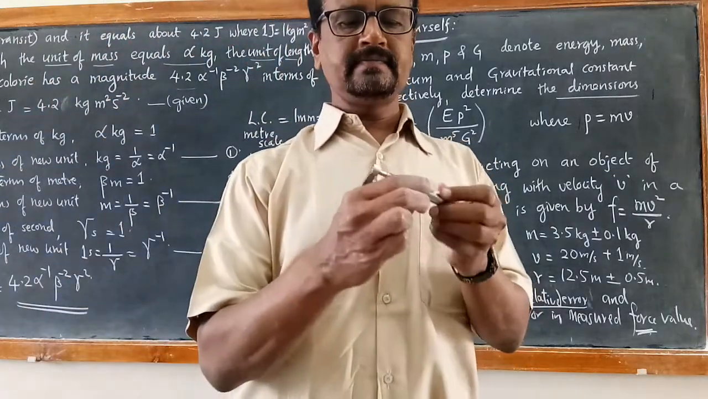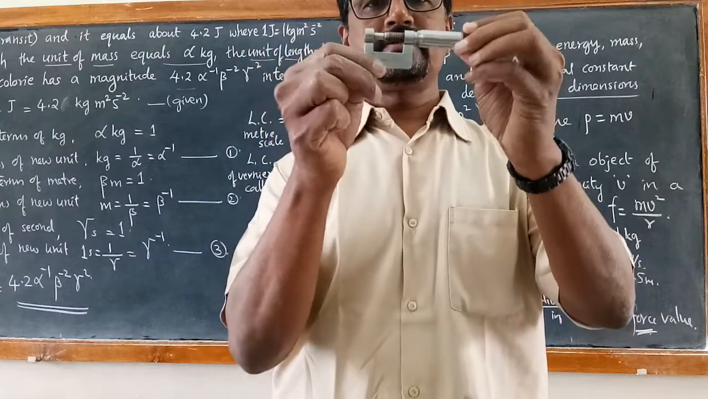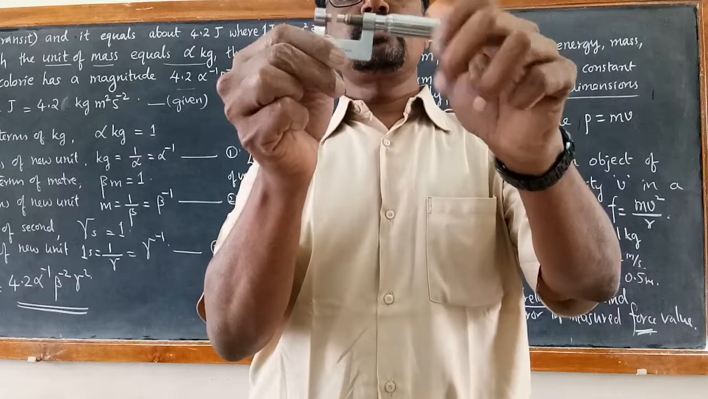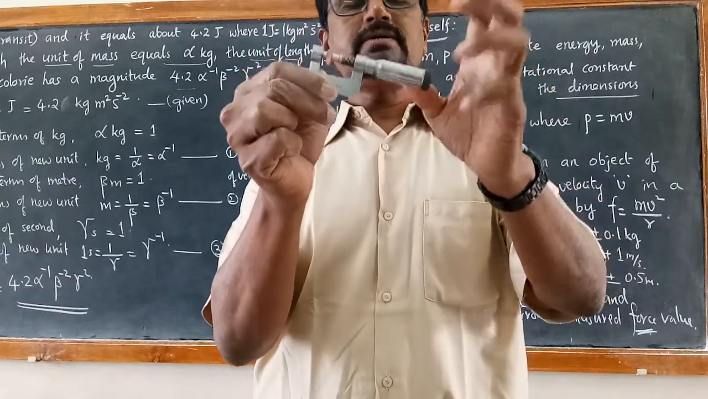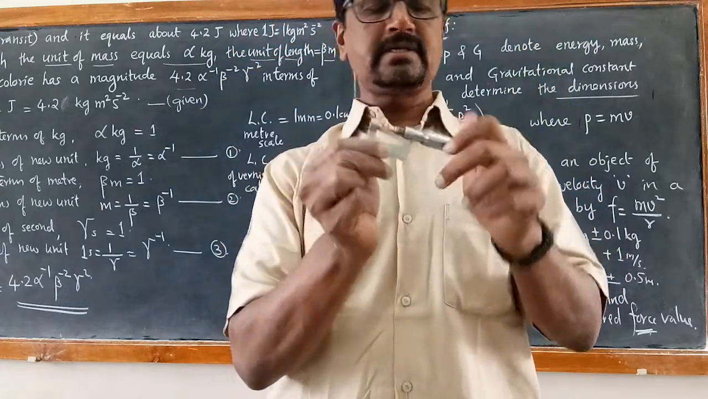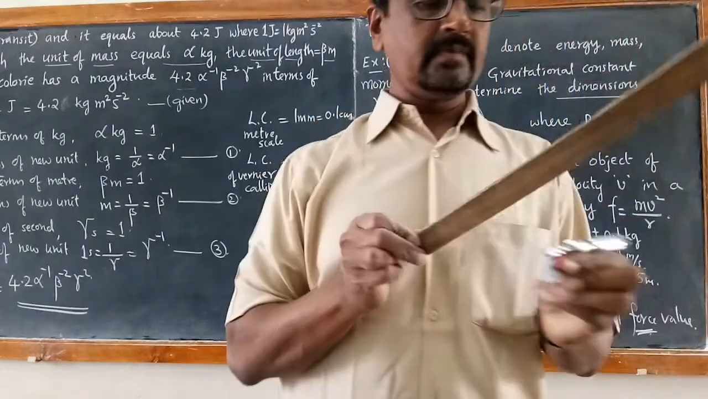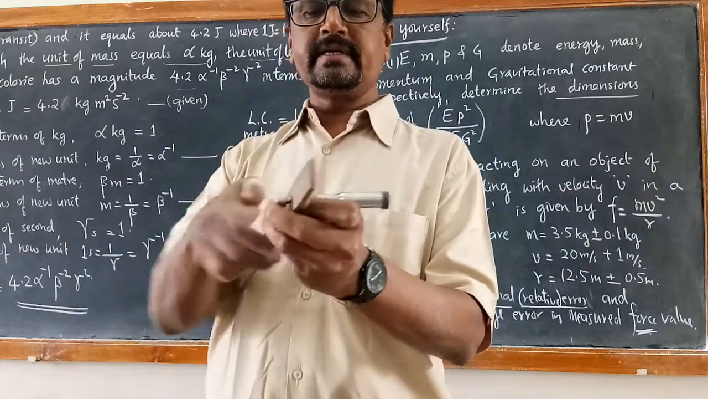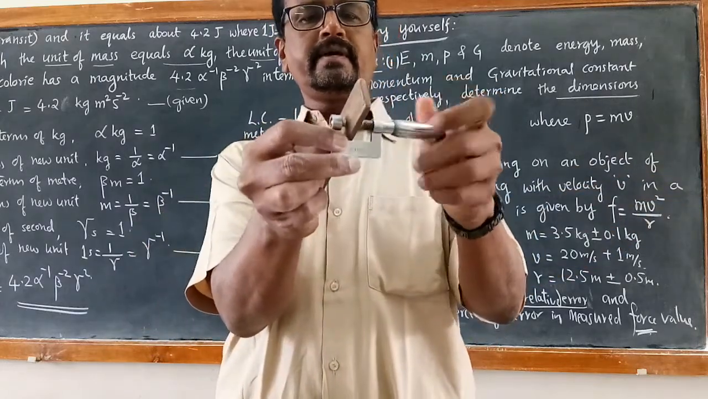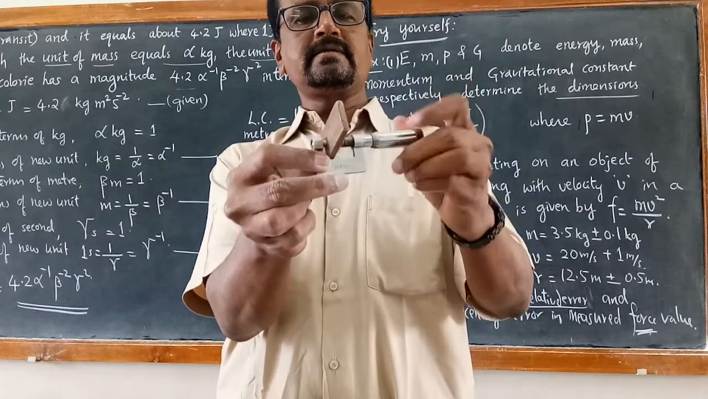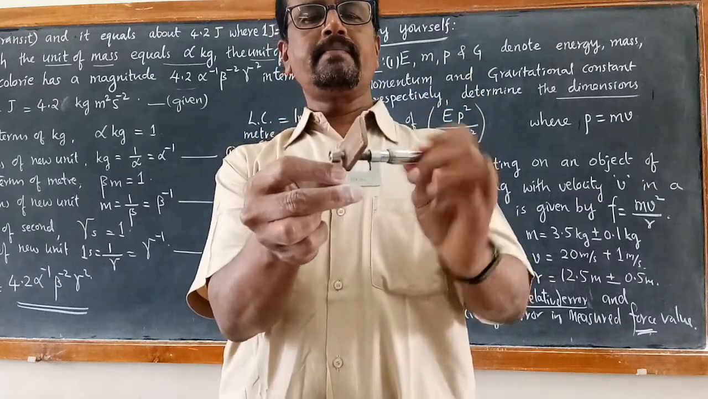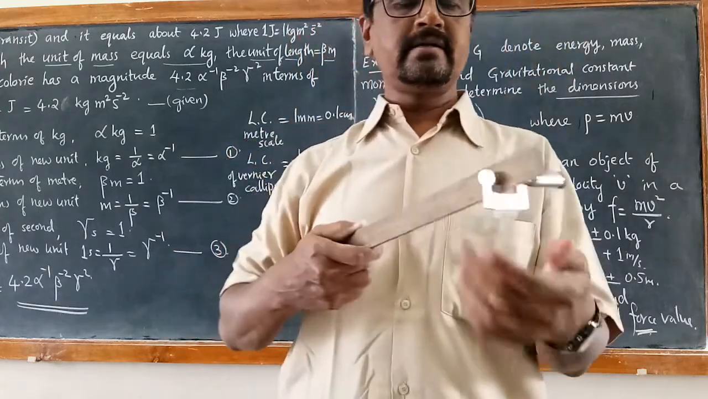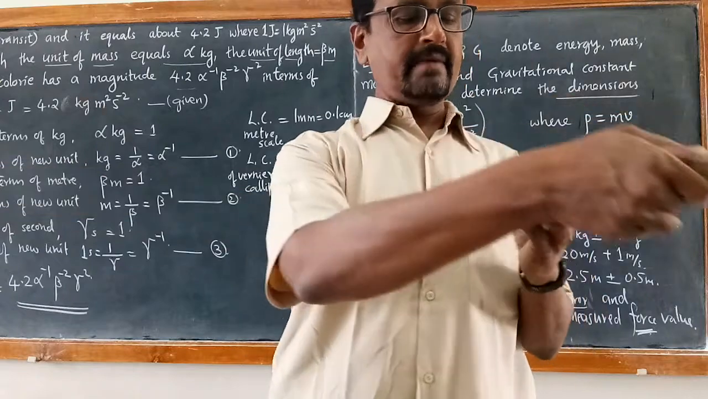Now I will show you one more interesting device. This is called a screw gauge. It has a screw here. You can see the screw. The screw can be moved out and moved in so that you can measure the thickness. One can measure the thickness of a wooden plate, the thickness of a metal plate, the thickness of a thin wire.